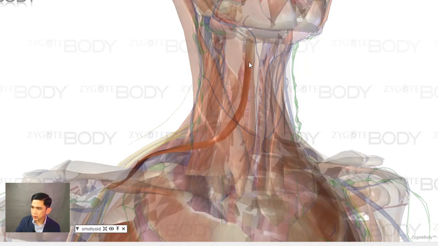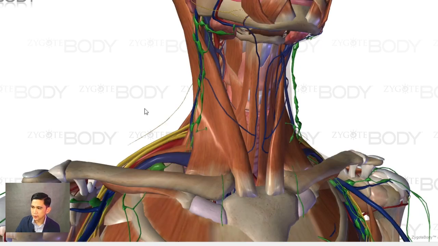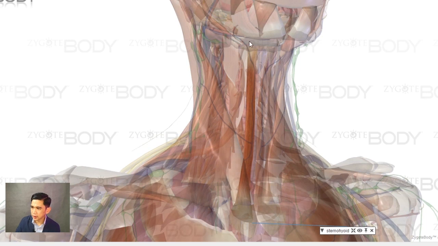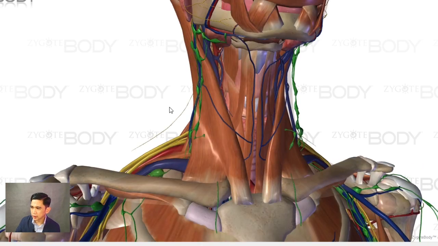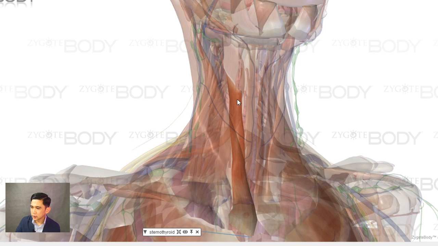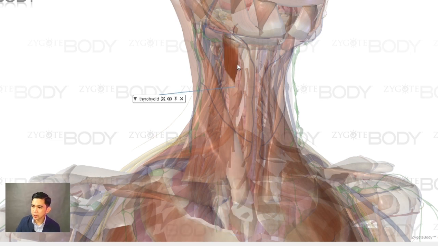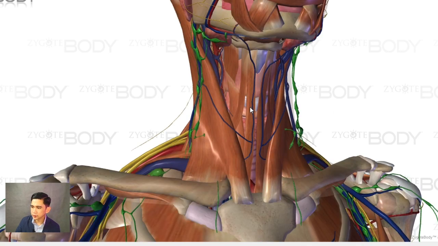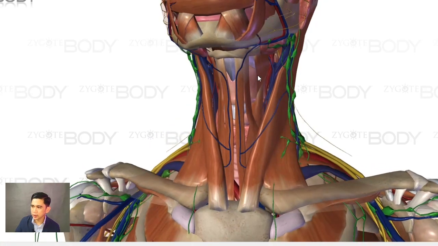So yeah, this is the omohyoid, the strap muscle which goes to the side. This is the sternohyoid, sternum and hyoid. Then we have the sternothyroid, from the sternum to the thyroid cartilage, and above here we have the thyrohyoid cartilage. So these are the strap muscles. 1, 2, 3, 4. We also have one set on the other side, on the left side.